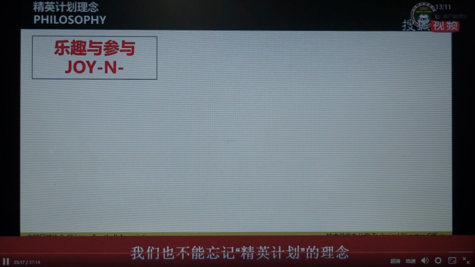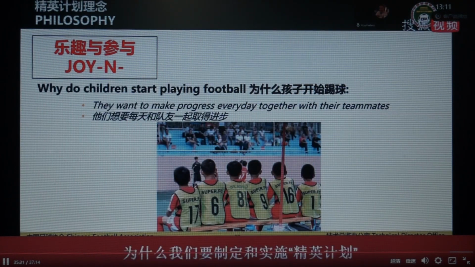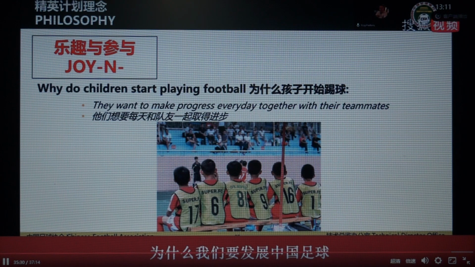And we cannot forget, and this is to repeat what we already said, why we do it: we try to have everybody influenced by the red print, and why we want to develop Chinese football is so that the young children can become the best possible footballer we can guide them to.